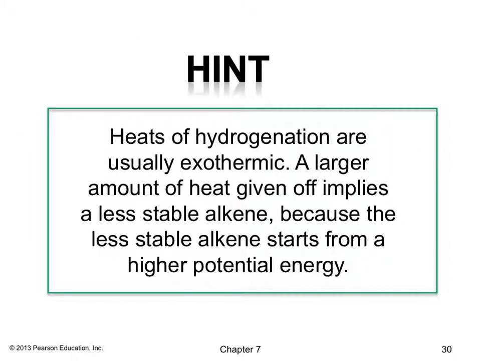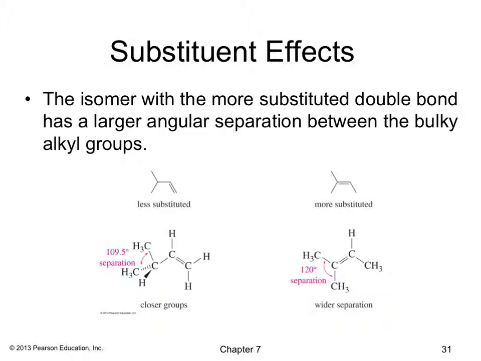An important thing to note is that heats of hydrogenation are usually exothermic. So a larger amount of heat given off implies a less stable alkene, because the less stable alkene starts from a higher potential energy. In terms of substituent effects, the isomer with the more substituted double bond has a larger angular separation between the bulky alkyl groups. So, for example, here, this is least substituted versus this isomer, which is more substituted, right? Because you have more substitution across the double bond.